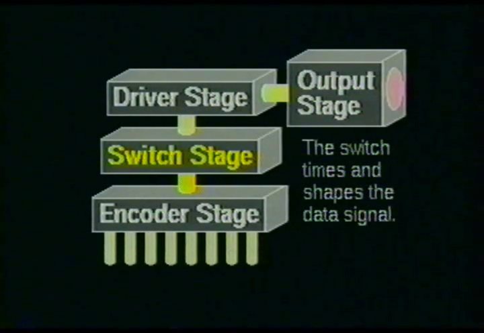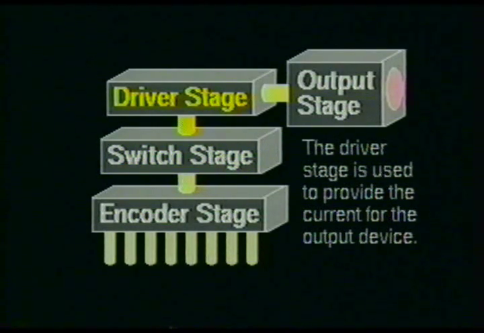The switching stage performs two major functions. First, it contains a timing control circuit which sets the on-off duration of the driver stage. Second, it also contains a wave shaping circuit which assures that the slew rate of the on-off pulses is held to a minimum. From here, the electrical data is sent to the driver stage. The sole function of the driver stage is to provide current to the output device. The speed with which the driver stage can swing from cutoff to saturation and from saturation to cutoff will ultimately determine the maximum data rate of the transmitting device.